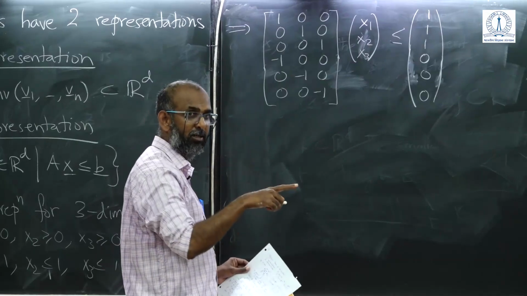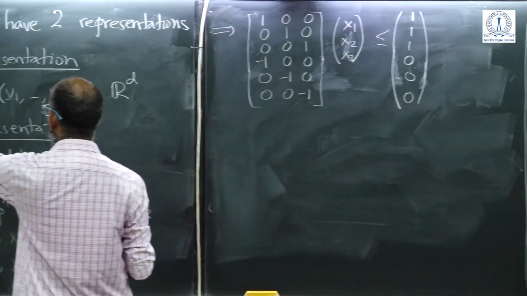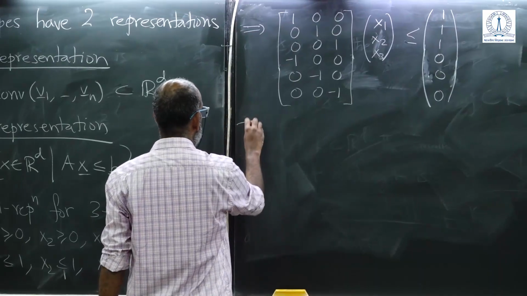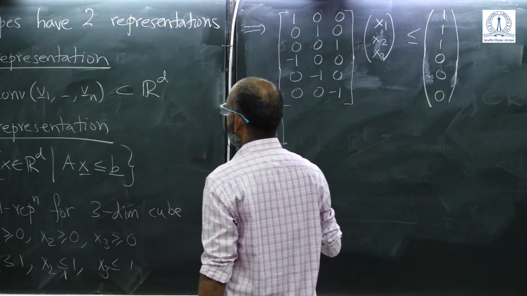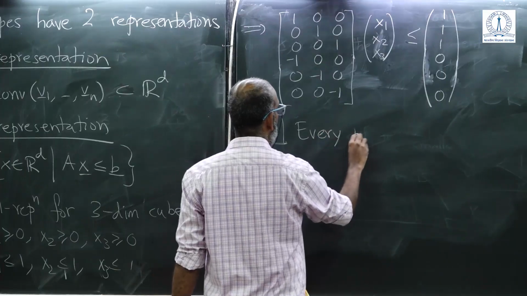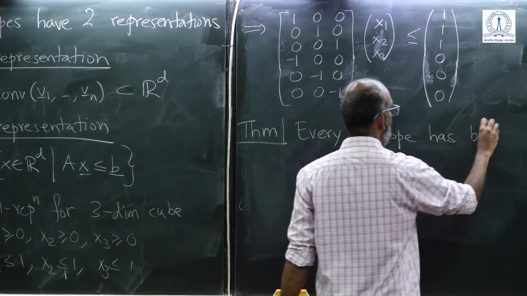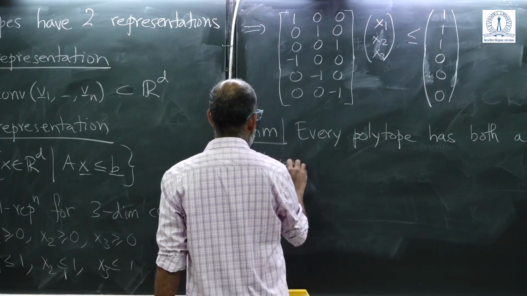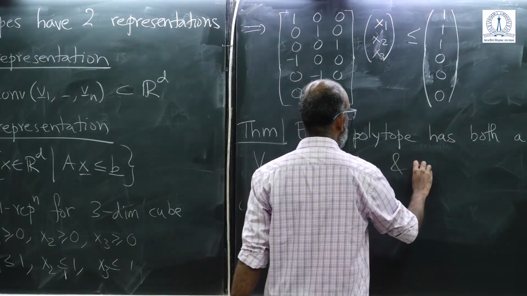I'll come back to your question about how many hyperplanes we would need. But before I come to that, let me just state an important theorem, which is not easy to prove: every polytope has both a V representation and an H representation.